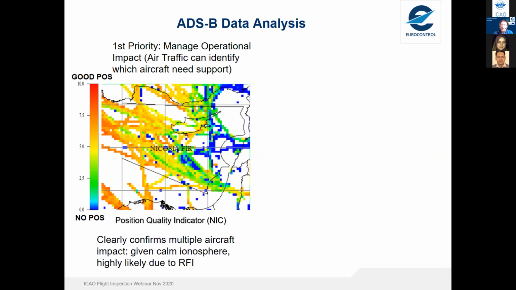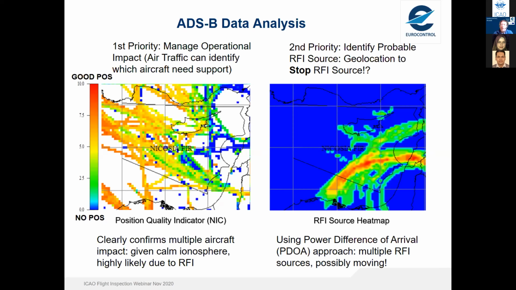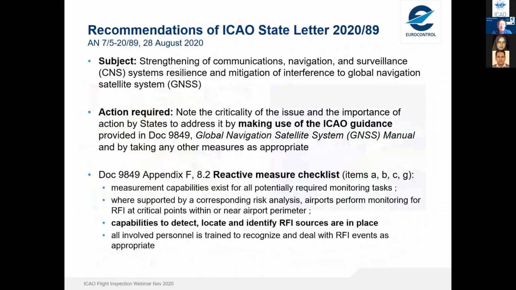But in terms of doing something about the interference, what we can generate are RFI source heat maps that use a power difference of arrival approach. And so we see that this is to the south of Cyprus, so Lebanon, and then over international open waters, where we see likely locations of interference sources. And so here you see how a measurement from aircraft flying in the airspace can already provide an approximate location of where this interference is located. It is quite approximate, so actually having a flight inspection measurement could help quite a bit.